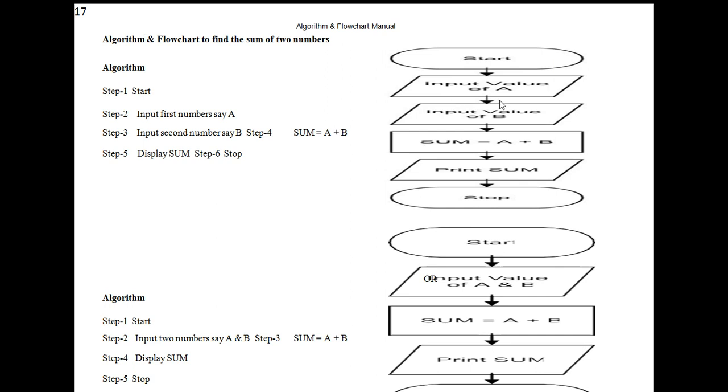Start, input value of A, input value of B, sum equal to A plus B, print sum, and stop. So the steps are very simple. You should start and then ask for the inputs of A and B. Then you should do the calculation of A plus B, and then you should display the result. And you can observe the symbols.